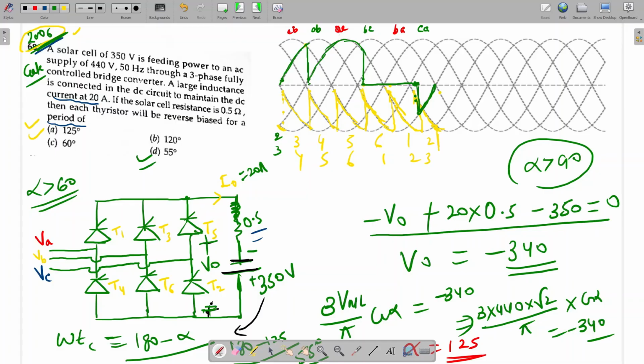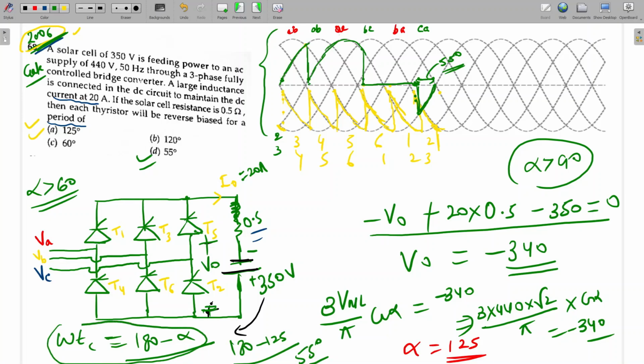Only a small part is reverse bias, sir. No, only see, 55 degree. 60 minus 5, this is what? 55 degrees. Remaining waveform is clear on this side? Yes, sir. Okay. So just for explanation, I have shown this waveform. No need to do this kind of thing. If you remember this standard formula, omega t is equal to 180 minus alpha, we can directly apply this formula.